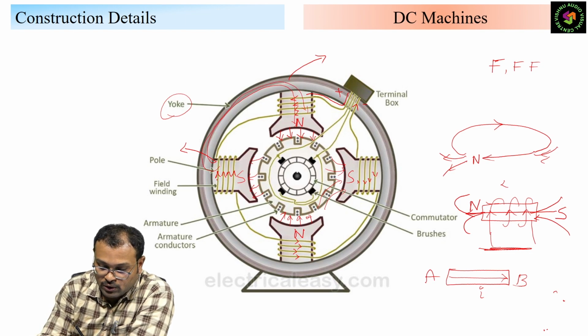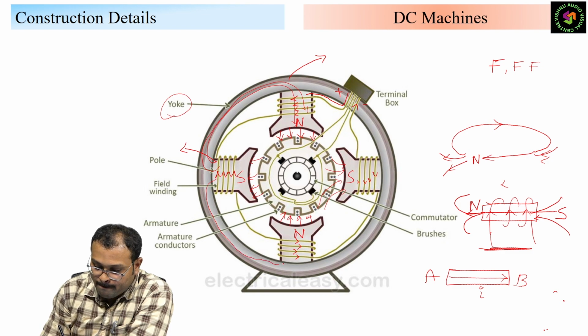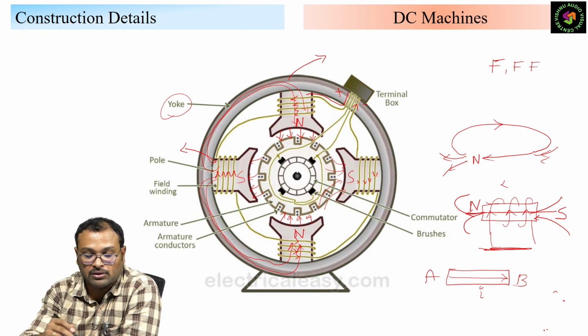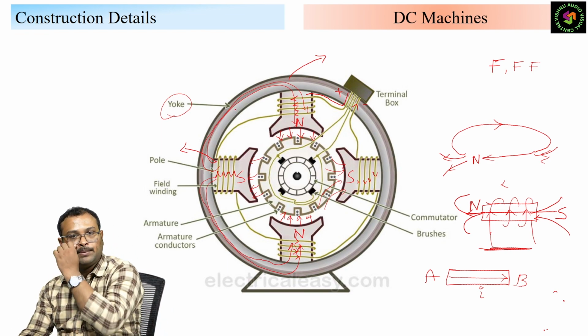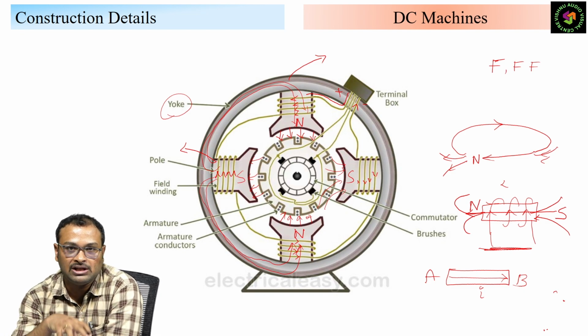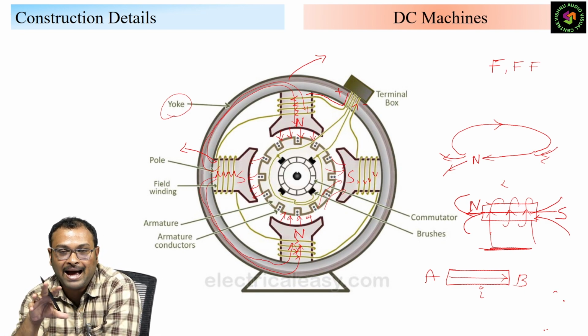So that's why we said the yoke has two purposes. One is mechanical strength, or mechanical support, to the machine, and the second one is that it provides a low reluctance path to the magnetic flux. That is the meaning of this. So with this, we completed the magnetic circuit part of the machine.